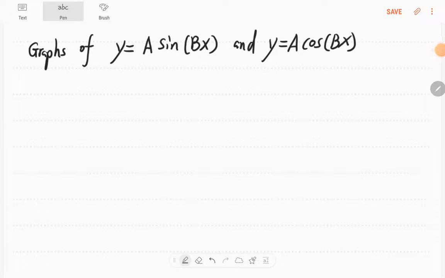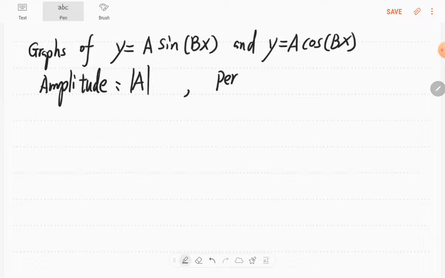Now, let's combine the previous two cases, right? A times sine bx. We combine together, it would be the graph for y equals a sine bx or y equals a cosine bx. So here, no problem, the amplitude is the absolute value of a, right? So the graph will be oscillating between negative absolute value of a to positive absolute value of a, right? So this is called amplitude.